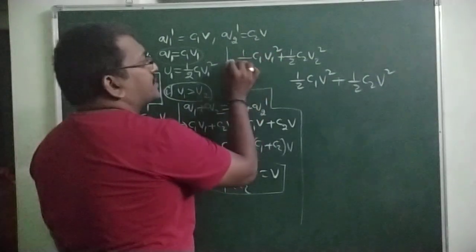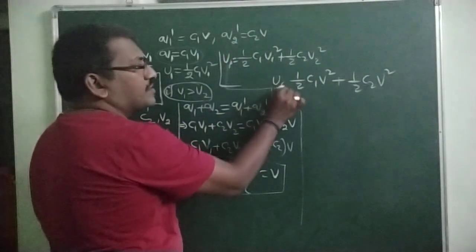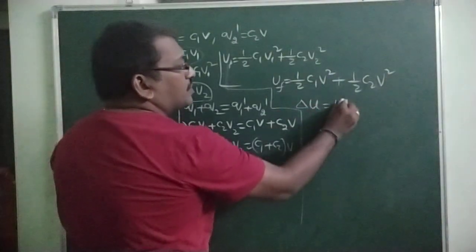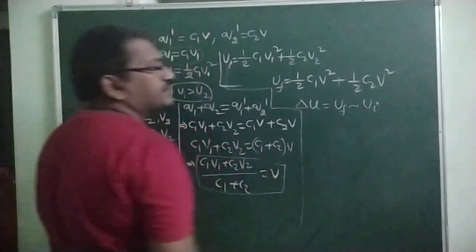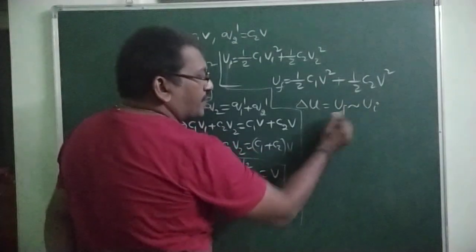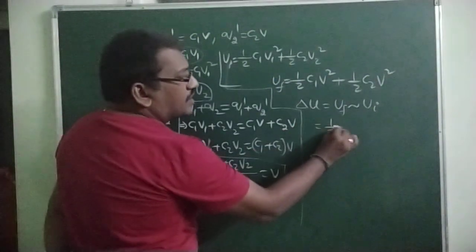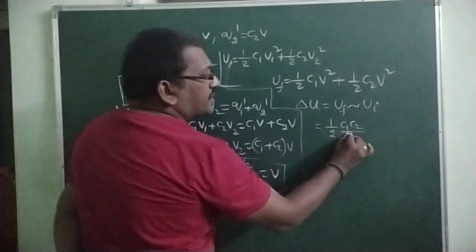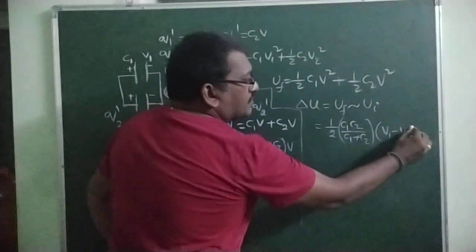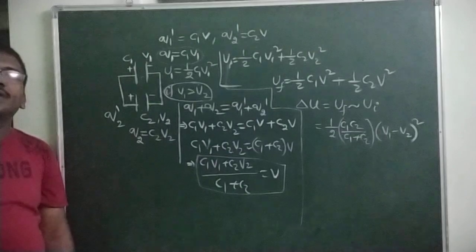We can take this as the initial energy, and this I am taking as the final energy of the system. Loss means we can write delta U is equal to final minus initial, or initial minus final, no problem. I am taking the difference here. So by substituting the values, the V value, we get half C1 C2 by C1 plus C2 into V1 minus V2 whole square. So this is the loss of energy when the capacitors are connected.